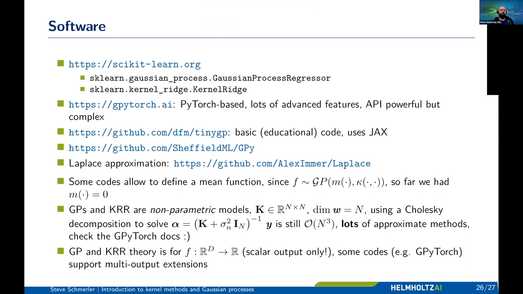Also, as I mentioned in the beginning, for GPs and KRR, the theory is only for functions which produce a scalar output. There are so-called multi-output GPs, which use some approximate methods to model the correlation between outputs of vector shape. So you can do that.